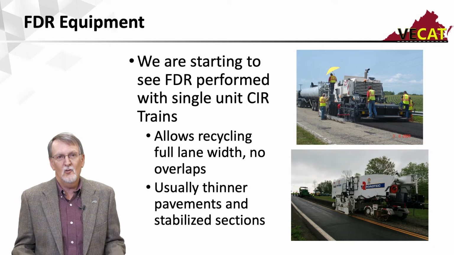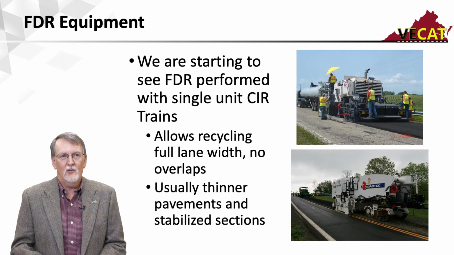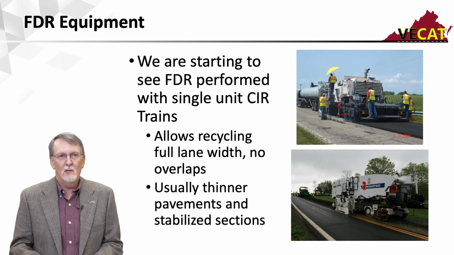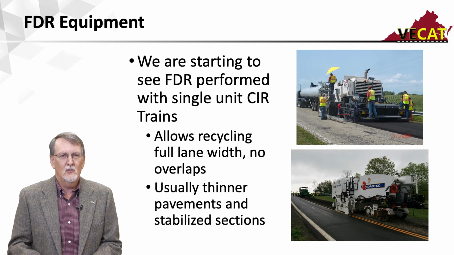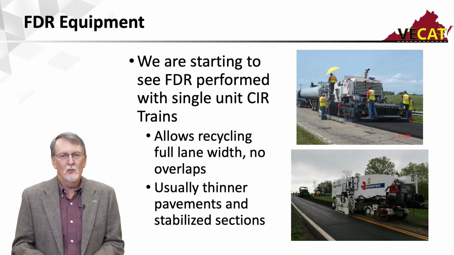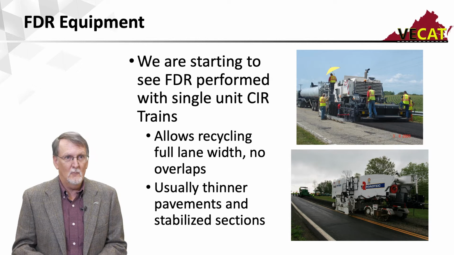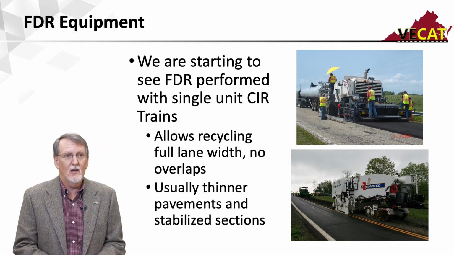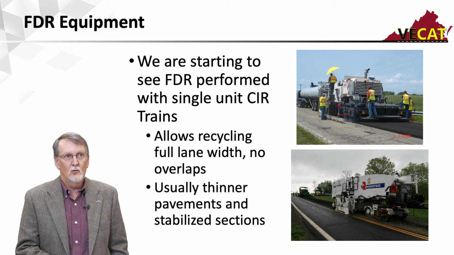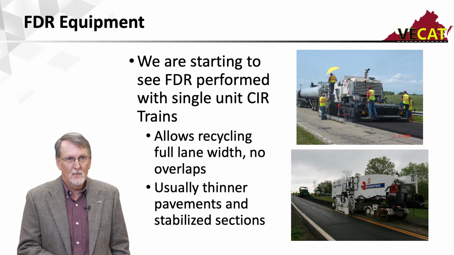So we've seen some people starting to look at this. But it usually takes a thinner section, and it's been done on stabilized sections. So typically, we don't see them going more than about 6 or 8 inches deep, especially if you're using an asphalt-based product. You have trouble getting that much material through the machine or getting that much recycling agent added. But South Carolina has done a 12-inch FDR section using a single unit train. So this is something that you might see in the future.